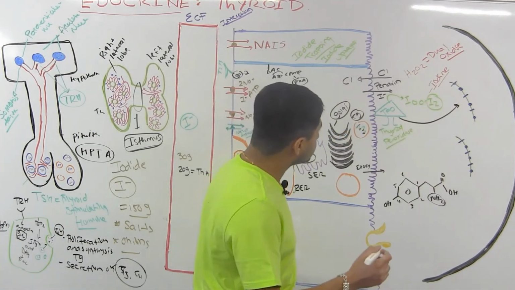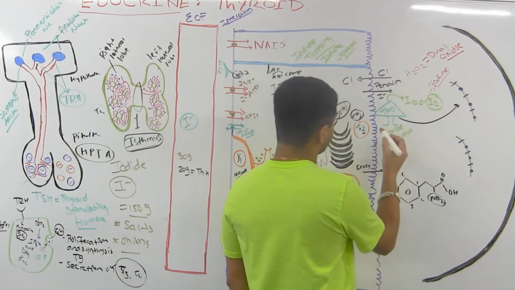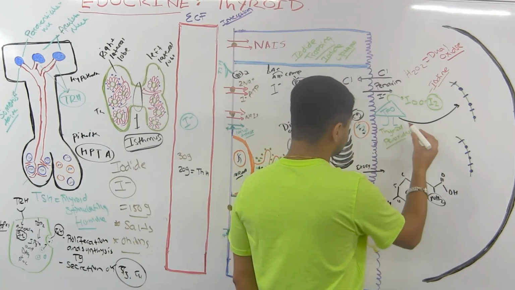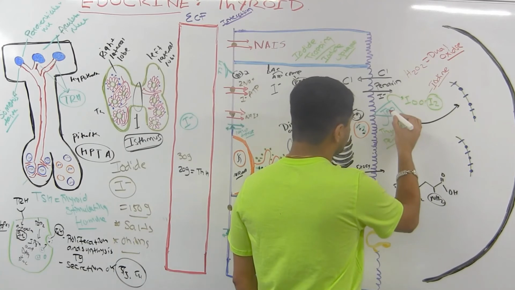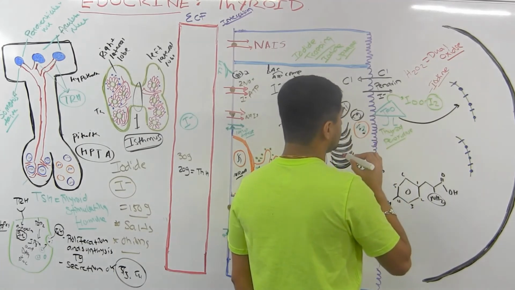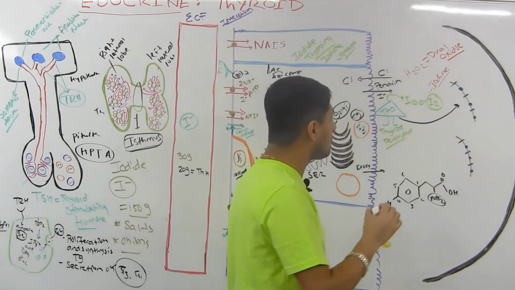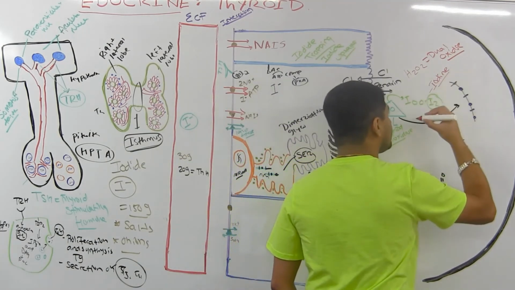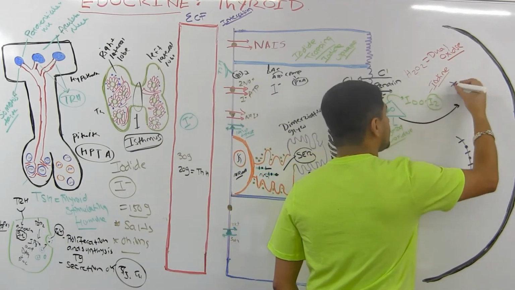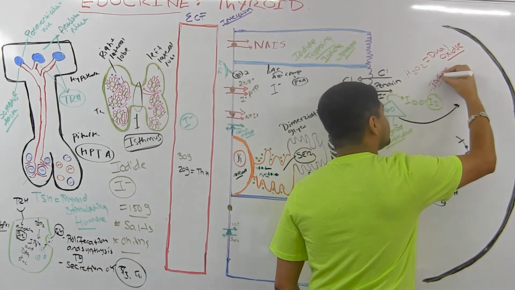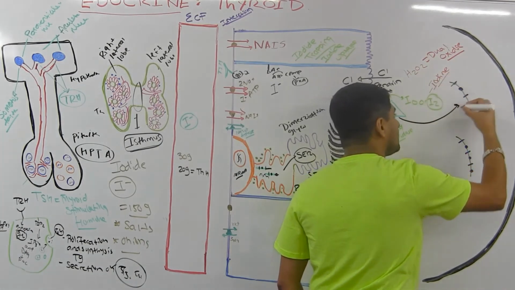Now, whenever these get extruded out, what is TPO? TPO has another role. What TPO does is that it plays a role with this iodine: it adds this iodine onto this tyrosine residue.